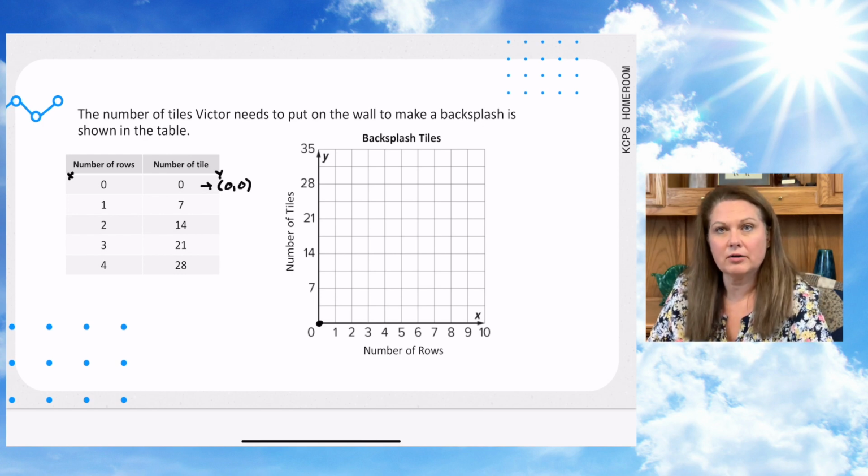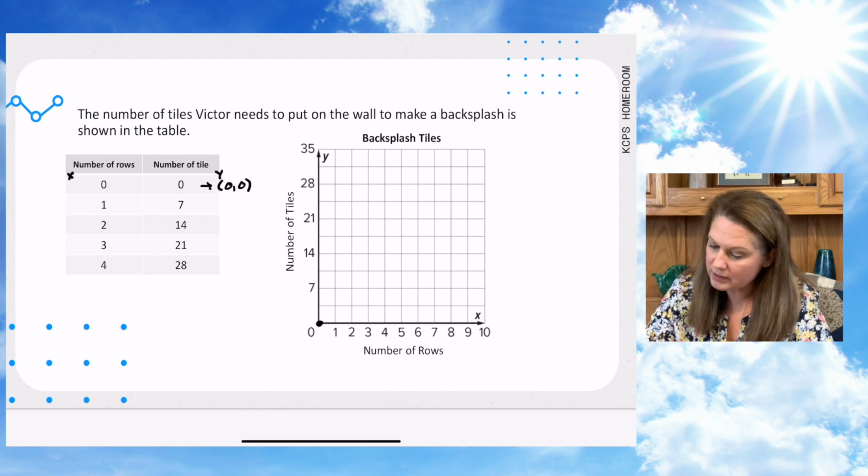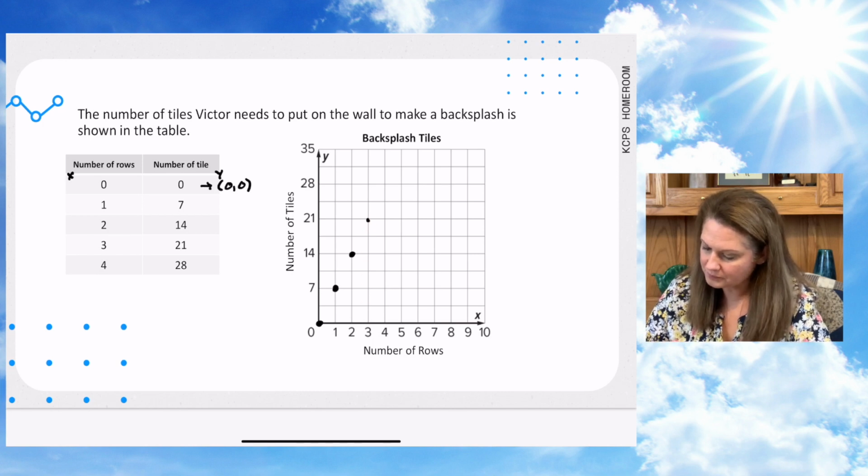That's our first requirement. The next one is we're going to go ahead and plot our points. So we're going to go 1, 7, and we're going to put that dot there. Then we're going to go 2, 14. Make sure when you're plotting these points, you always do the x value first. 3, and then we're going to go up. 21 is going to go right there. And then the last one, 4, 28. It's going to go right there.